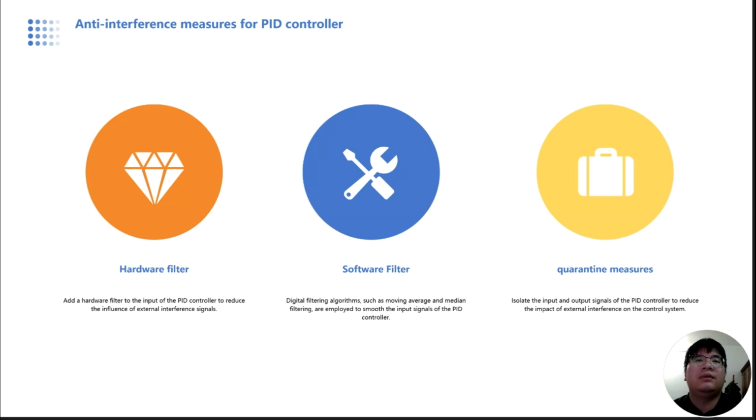Hardware filtering, such as adding capacitors to the circuit. Software filtering, such as using programs to smooth the collected signals. And signal isolation, a solution to prevent high power devices from interfering with other control circuits.